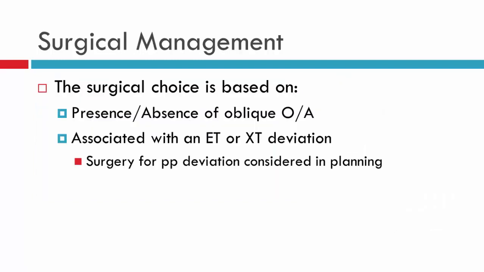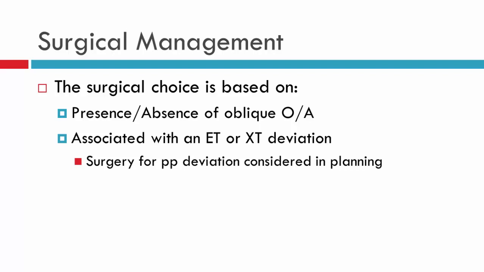Okay, so how does the surgeon decide as to what procedure to perform, given that we have a plethora of options in relation to correcting the A-V patterns? Well, firstly, the primary surgery that will be performed, if appropriate, is correction of any oblique overactions. So what we're going to be looking for is the presence of an oblique overaction, and if there is, that will be dealt with in order to manage the A-V pattern.